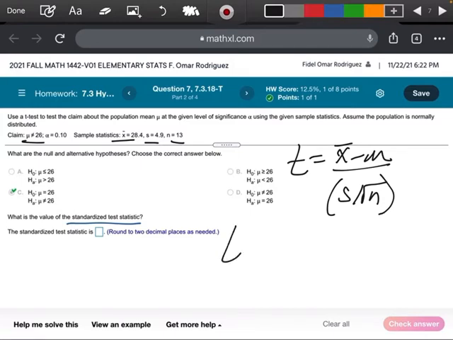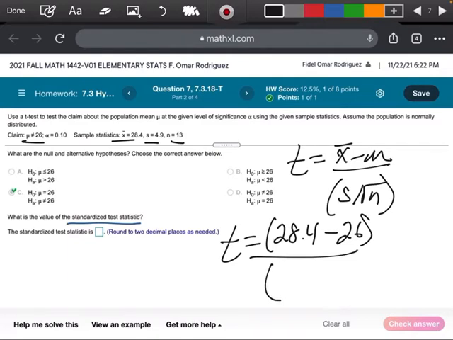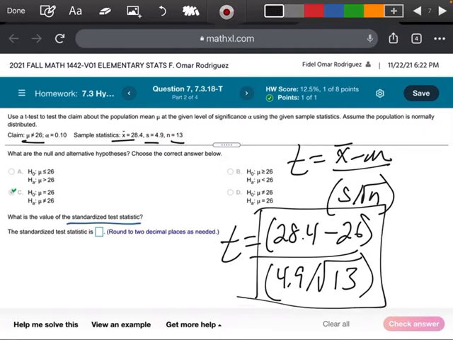What I'm going to do here, y'all, is just use the values that we have to find my standardized test statistic. This is not really a word problem, because there's no context or anything here. So my x bar is 28.4 minus my mu, which was 26, over s, which in our case was 4.9, divided by the square root of n, so the square root of 13.